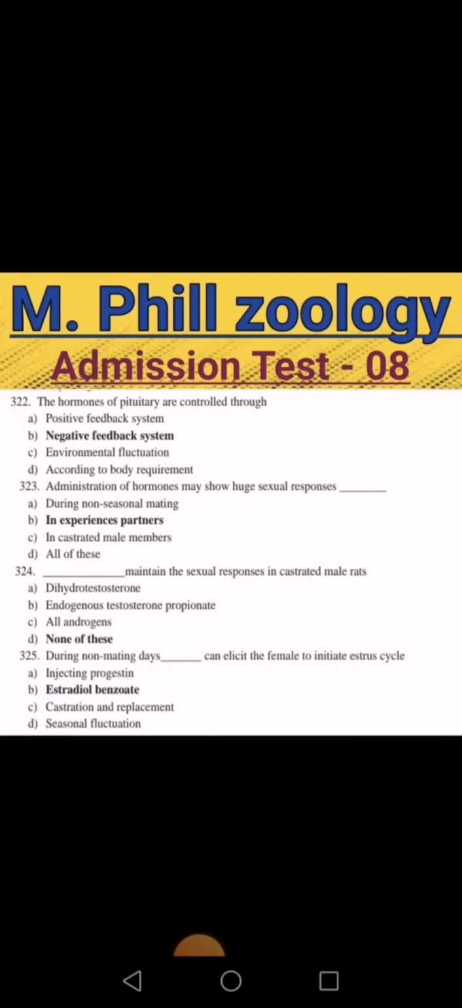The hormones of pituitary gland are controlled through negative feedback system. पिट्यूटरी ग्लैंड्स के हार्मोन नेगेटिव फीडबैक सिस्टम के थ्रू कंट्रोल किए जाते हैं. Administration of hormones may show huge sexual responses be cracked in experienced partners. Dash maintain the sexual responses in castrated male rats. D option is right, none of them.